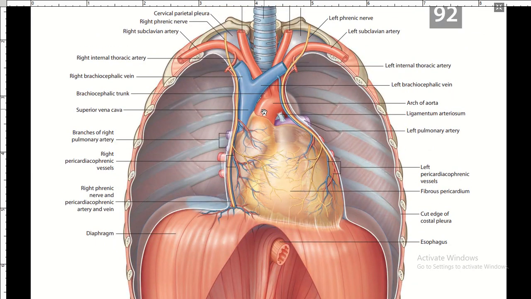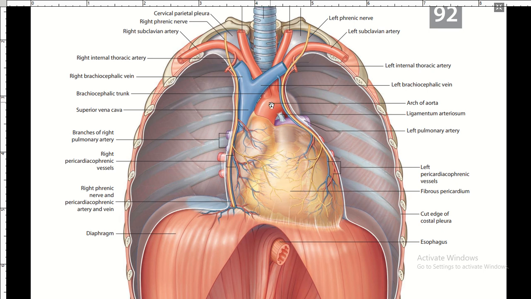So the question can come, true or false: the arc of the aorta is completely in the superior mediastinum. What do you think? That is true, right? Because it commences as a continuation of the ascending aorta at the level of the sternal angle, and then it ends at the level of the sternal angle as it continues as the descending aorta, or the thoracic aorta.